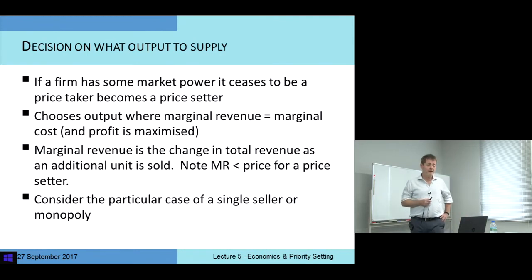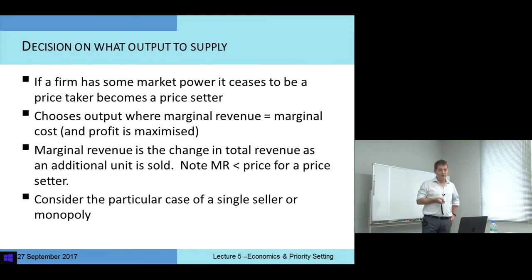Now, if a firm has some market power, we sometimes call it a monopolist if it's a single seller. If it has some market power, it ceases to be a price taker and becomes a price setter. So if it's large enough relative to the market, it no longer has to follow the market, accepting the price in the market. It can choose the price.